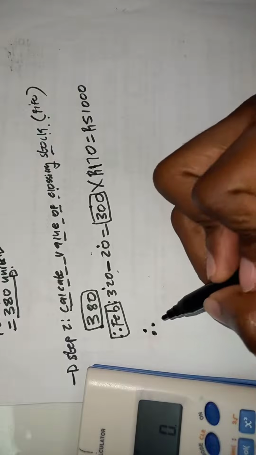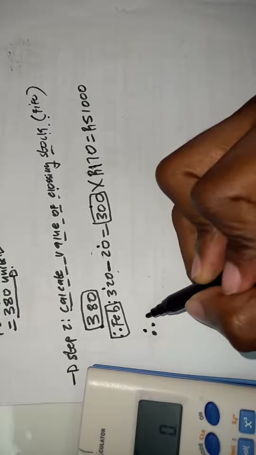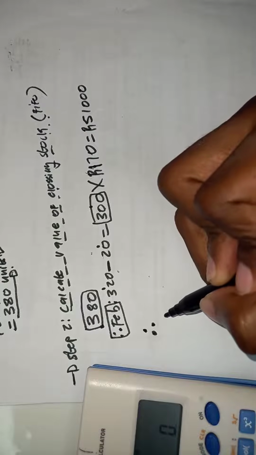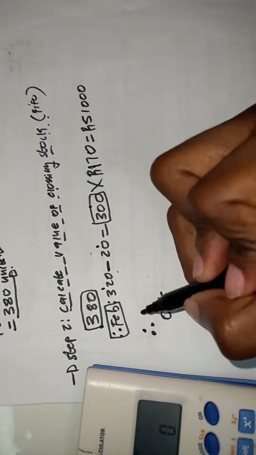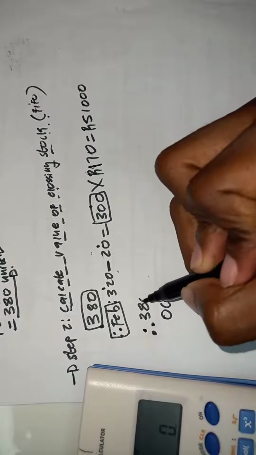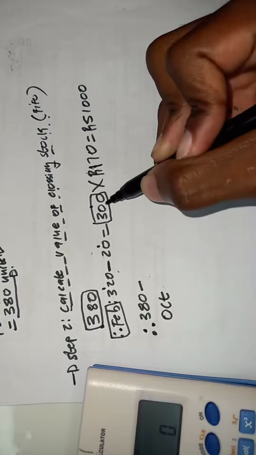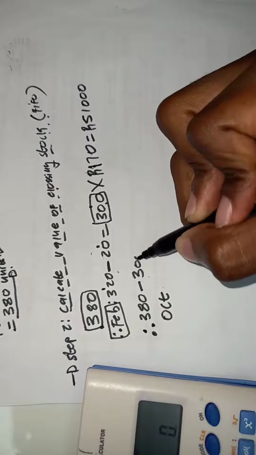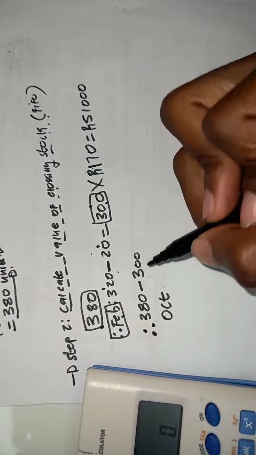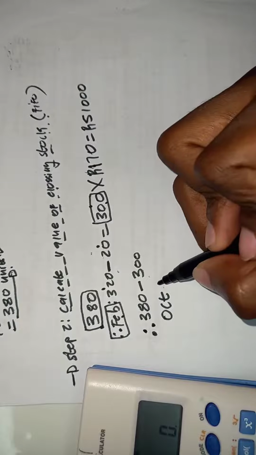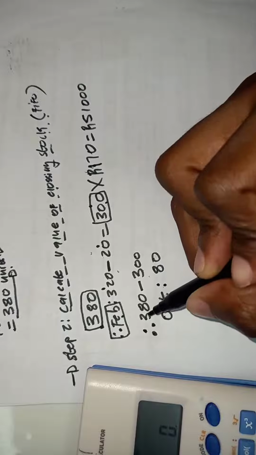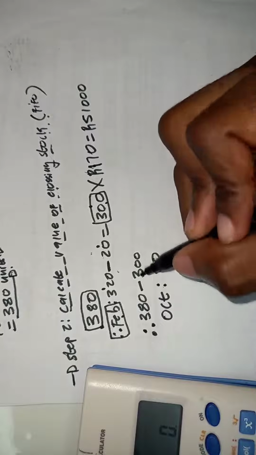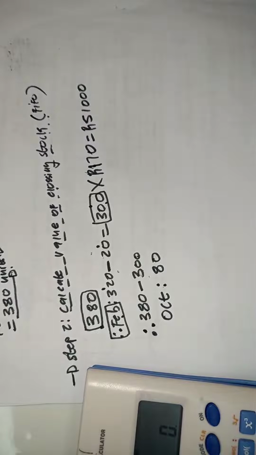So we know the next purchases will be October. How much will they be? We know it's the 380 that we had. We know now it's 300. We have used it in February. So now we are left with how much in October? With 80. 380 minus 300, we are left with 80. So in October, we are left with 80.